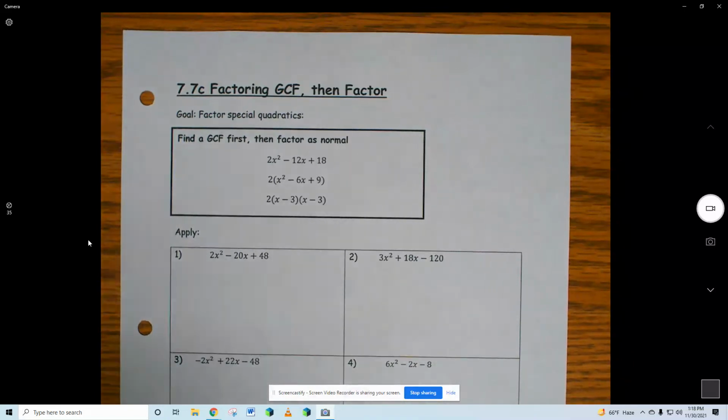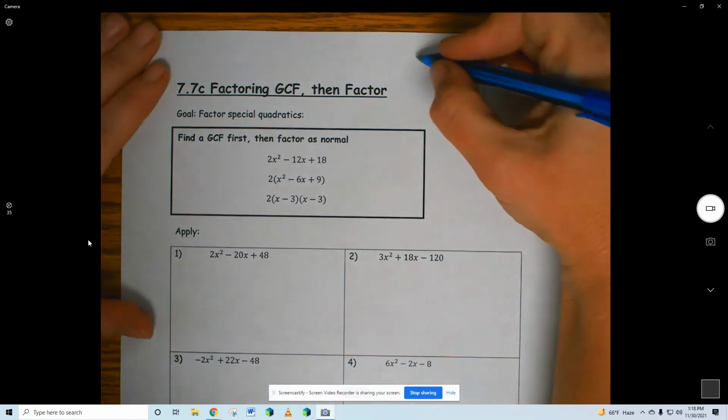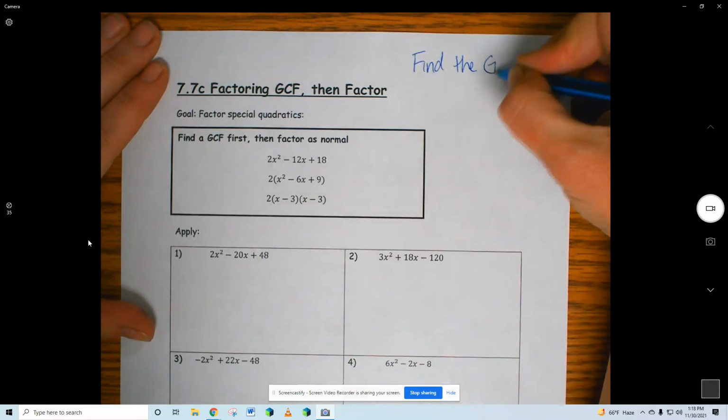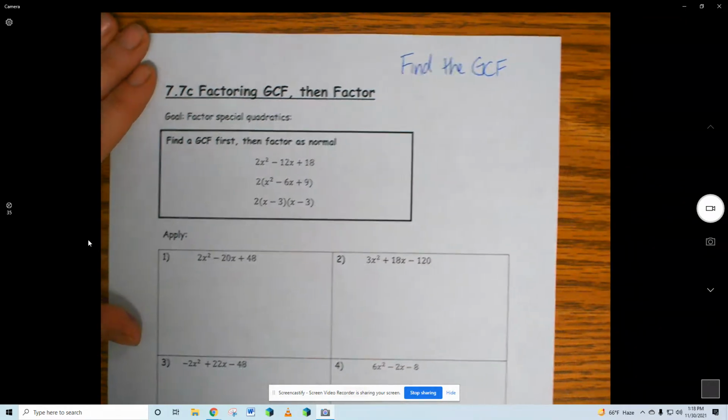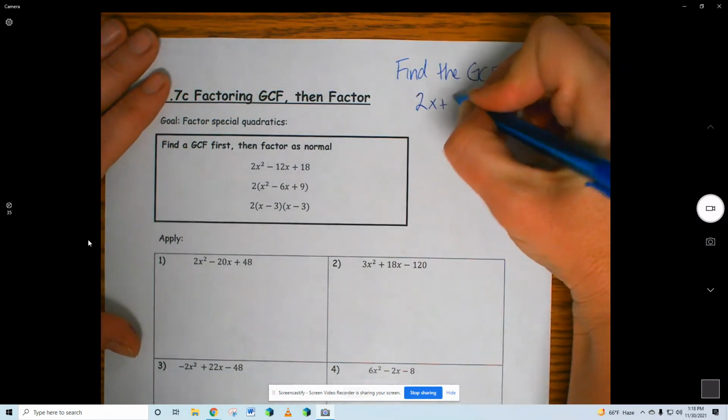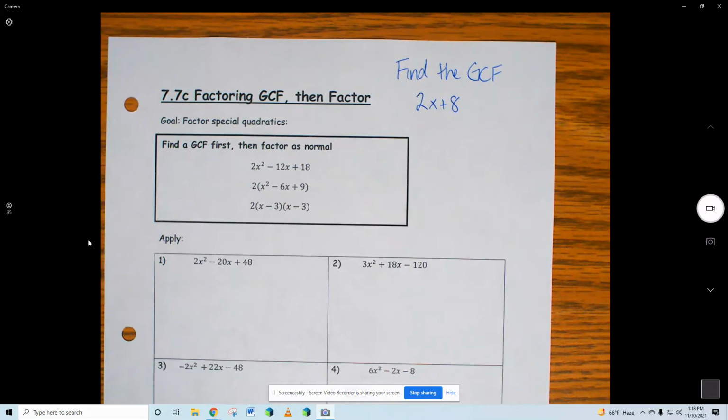So greatest common factors and trinomials, we're putting these two ideas together today in our lesson. This is 7.7c. And GCF, if you'll recall, is something I taught you maybe 3 weeks ago now. Here's some samples. 2x plus 8. And I would say, find the GCF, or factor out the GCF.